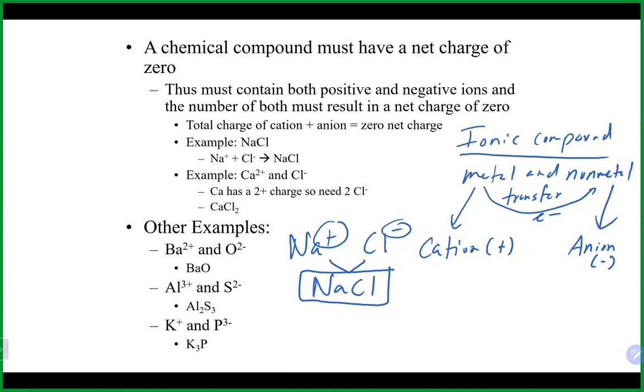In this case, it's made up of a sodium that has a +1 charge and a chloride that has a -1 charge. If we put our name together, the whole name of our positive guy is sodium. The negative guy gets the IDE at the end of it. So that is how we get to our sodium chloride name in this case.